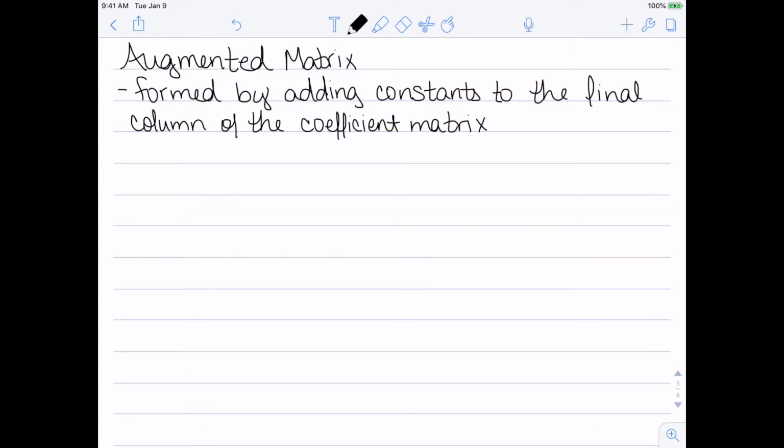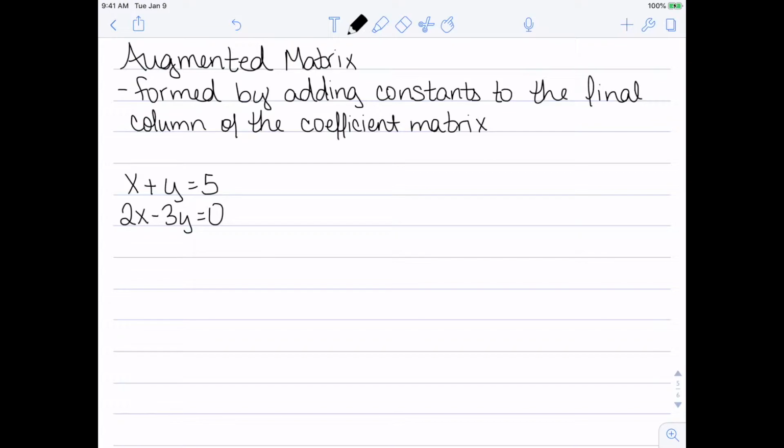The next thing we want to look at is the augmented matrix. The augmented matrix is a modified version of the coefficient matrix. So we add the constants to the final column of the coefficient matrix. So let's look at what that looks like.